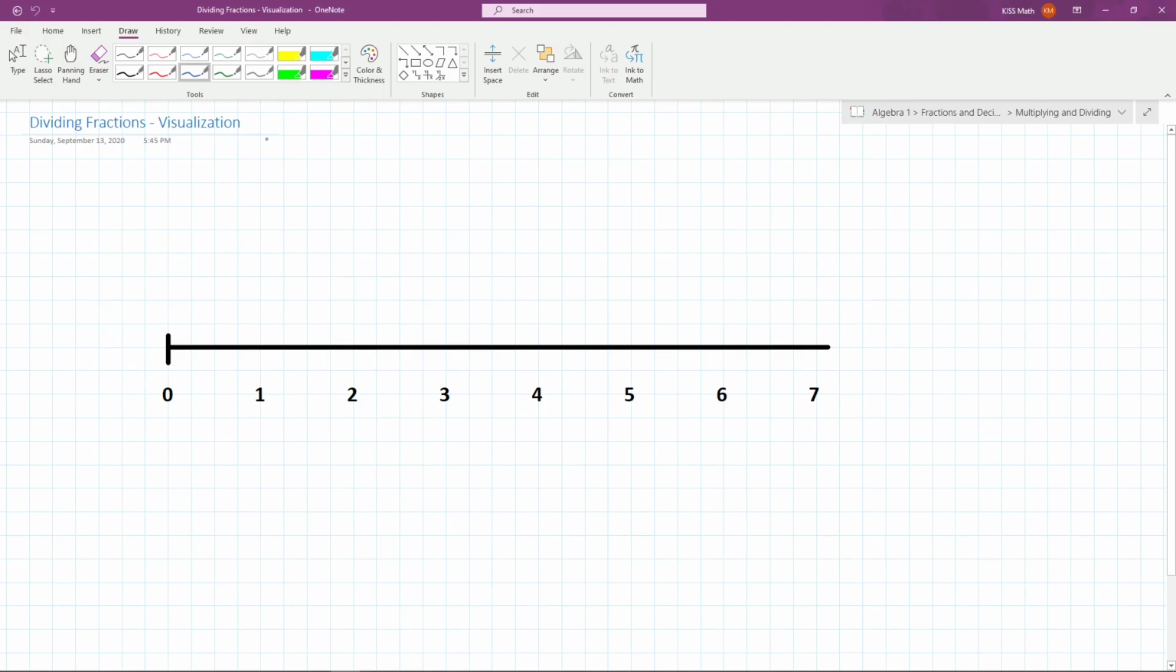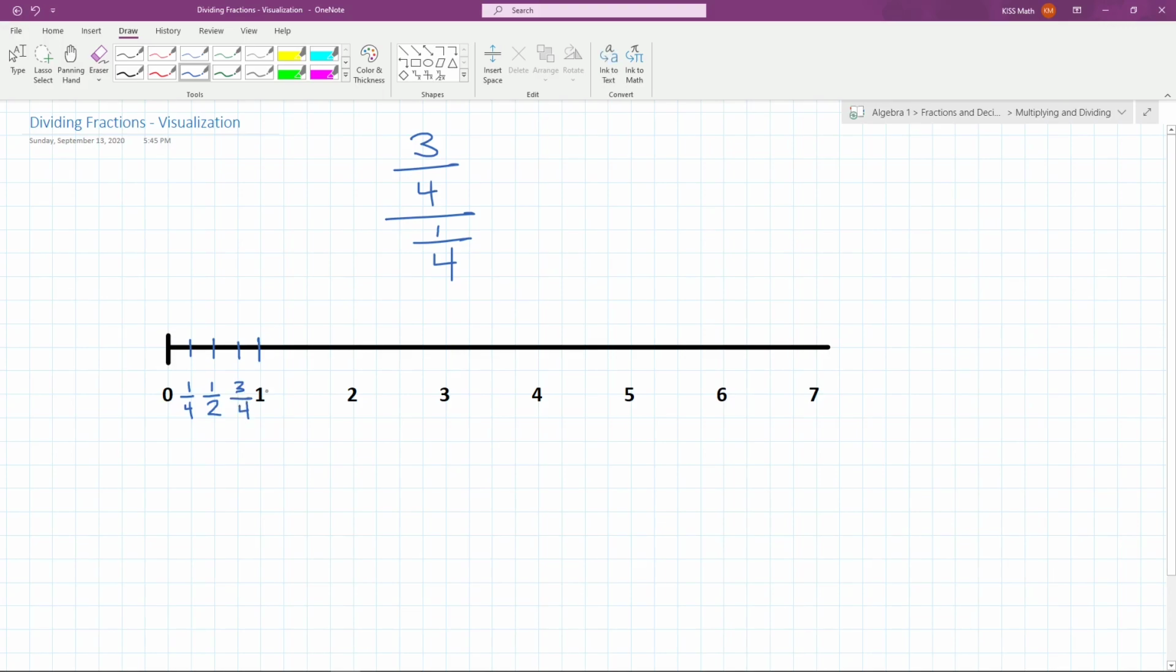So then let's go back to our example of 3/4 divided by 1/4. Well, we can do the same thing. So here's 1 over here, and then half of that would be 1/2. So here's 1/2, and then half of that would be 1/4. So here's 1/4, and then in between, we'd have 3/4.